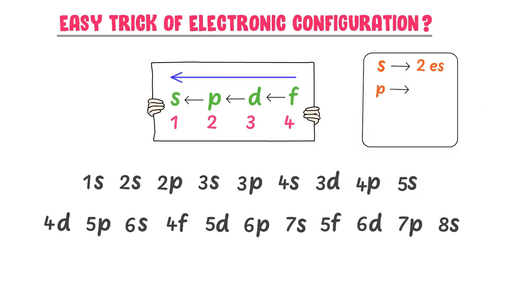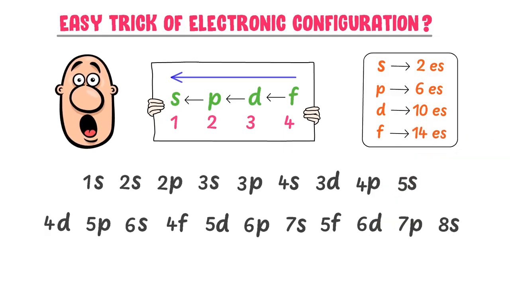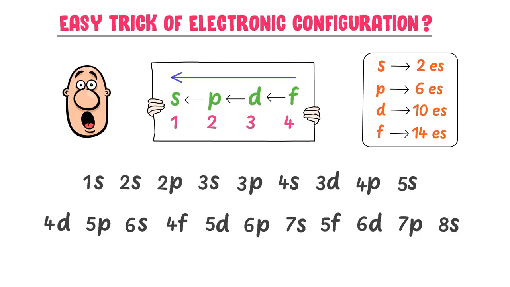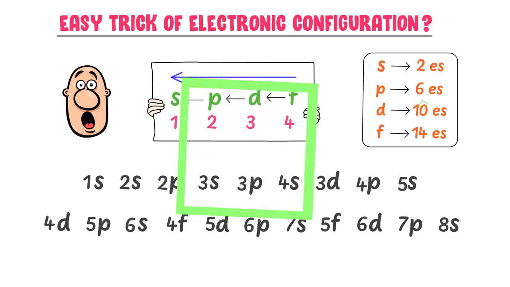P orbital can accommodate 6 electrons. D orbital can accommodate 10 electrons. And F orbital can accommodate 14 electrons. So using this trick, I challenge you that you can easily do the SPDF electronic configuration of any element.